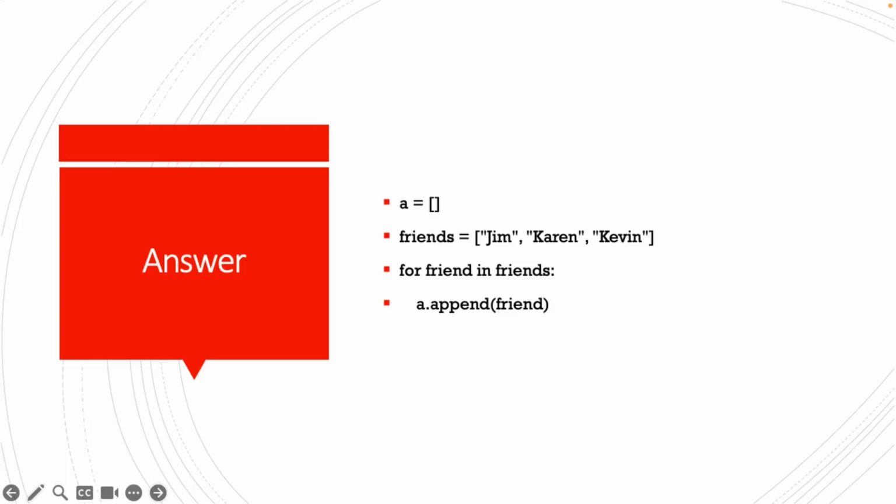Okay, guys, let's move on to the answer. A is equal to an empty list. We must always define what our output is because otherwise Python is just not that smart in understanding what we're doing. We create our list of friends as I did before. Friends is equal to open brackets Jim, Karen, and Kevin. I added only 3 here. And then for friend in friends, A dot append friend.